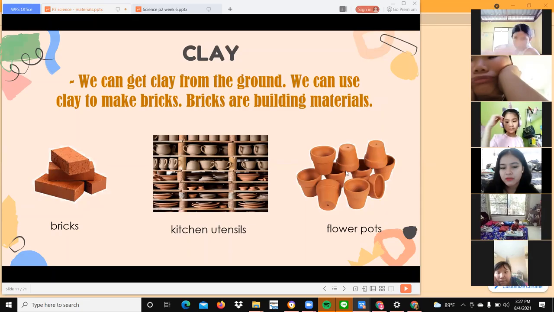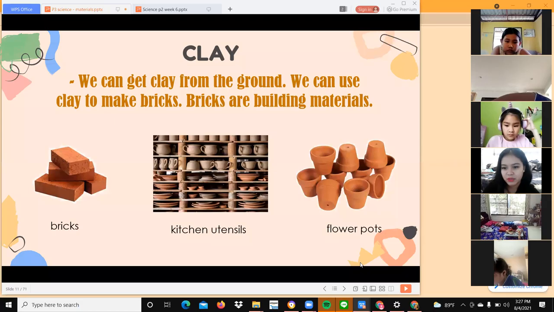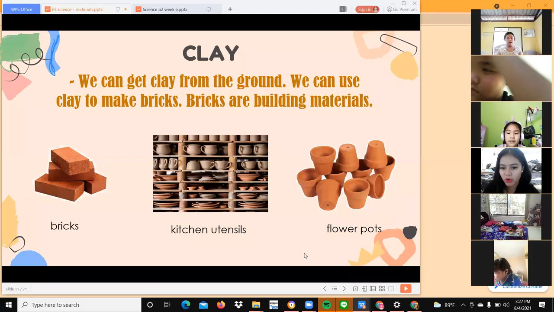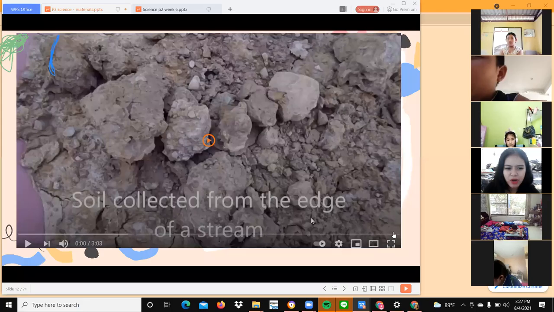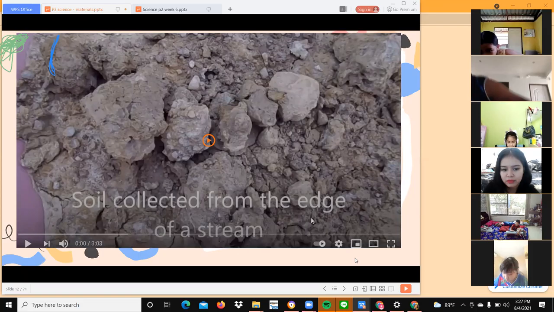Have you ever made a pottery from clay? Not yet. We're supposed to do this one, but unfortunately we cannot because of COVID. We're supposed to make a pottery out of clay, but we cannot do it anymore. I have here a video of how clay is formed into a pottery and many more, but I think it's not necessary to watch. Do you want to watch it? Yes.